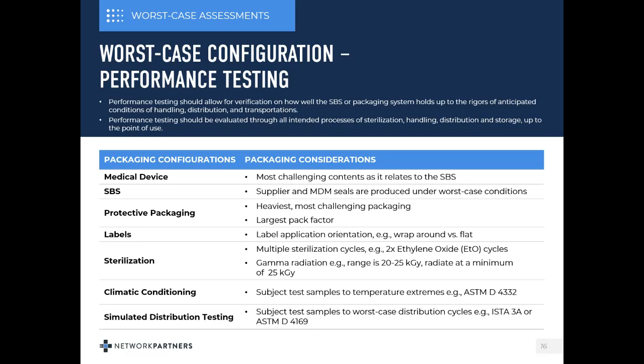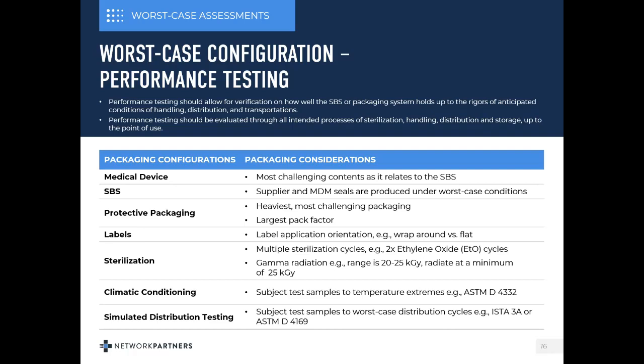And they're going to stick to it. They're going to produce them at the low end of their process that they've already validated. So you know that the supplier seals are coming in under worst case. And then you're going to produce yours under worst case. So the whole totality of the pouch, chevron, rails on both sides, and the MDM seal are going to be done at the weakest of the seals there.